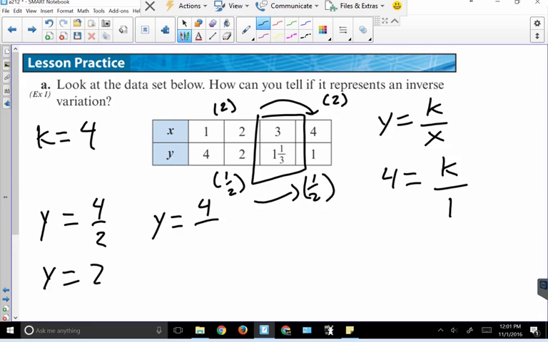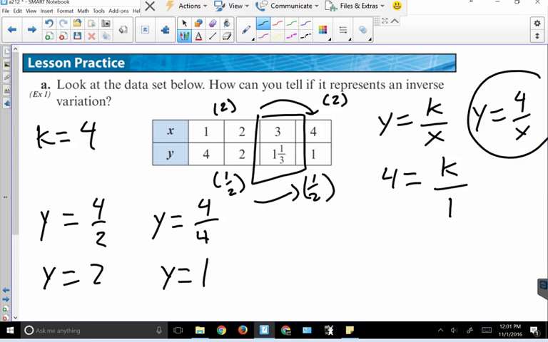So y is equal to, let's try this again. If I put in the 1, 4 over 1, I put the wrong number in, didn't I? Shame on me. Put in my x of 4, 4 over 4. Is that equal to 1? Did it work? Yes. Because remember, our equation is going to be y is equal to 4 over x. If I put in my x, I get out my y.